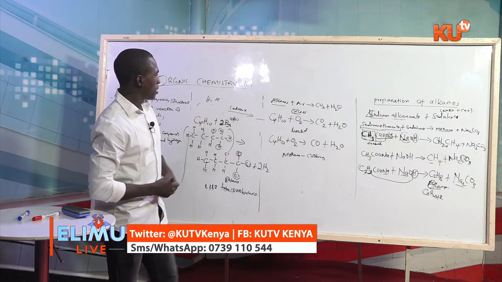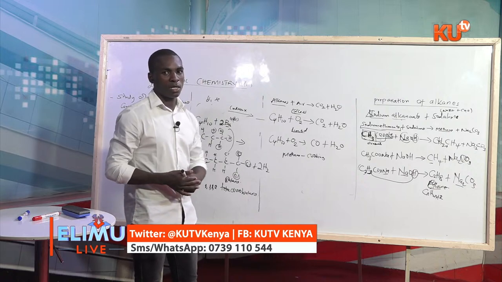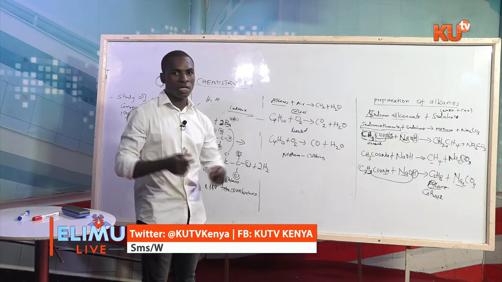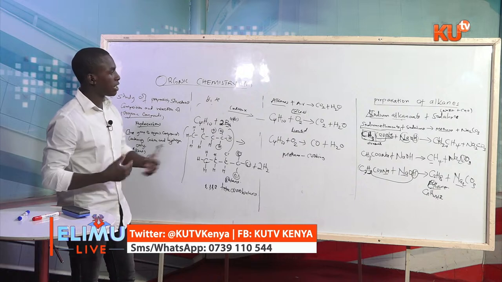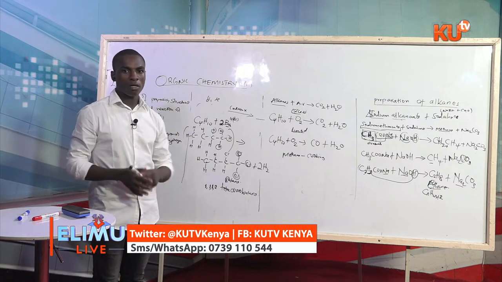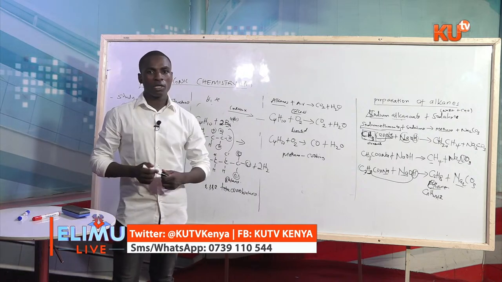Also, these alkanes are sources of hydrogen gas. When they are broken down during the cracking process, they produce hydrogen gas, which is used in hydrogenation. So apart from knowing the method of preparation of alkanes and their physical and chemical properties, also remember to look at their uses, because that's also examinable.